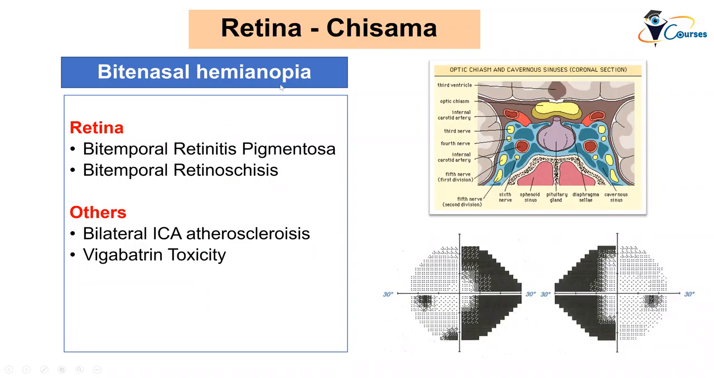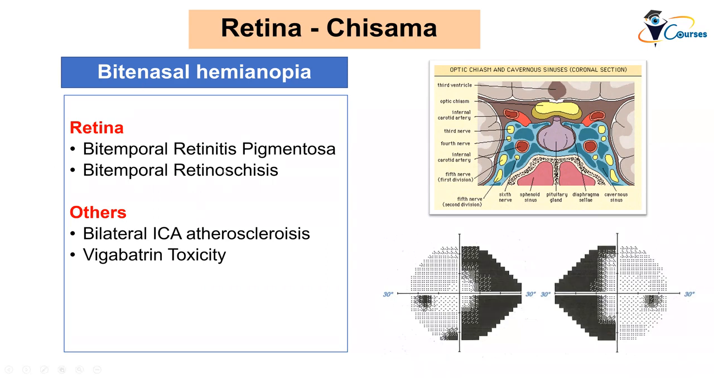Binasal defects or binasal hemianopia are not very common to be seen, but let me tell you the causes. There are some causes in the retina, like bitemporal retinitis pigmentosa. They will affect the nasal fibers or the nasal visual field. So you can see here that the nasal visual field is affected in both eyes. And also bitemporal retinoschisis will result in binasal hemianopia. So you see, a defect in the temporal fibers will result in nasal hemianopia, while a defect in the nasal fibers will result in temporal hemianopia, as we are going to see later on.